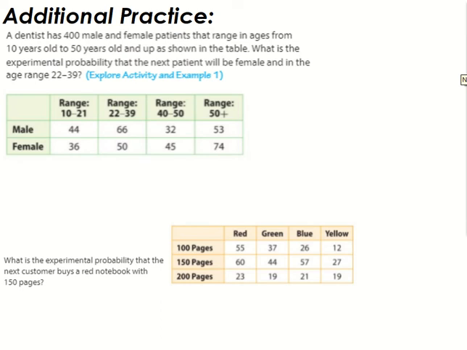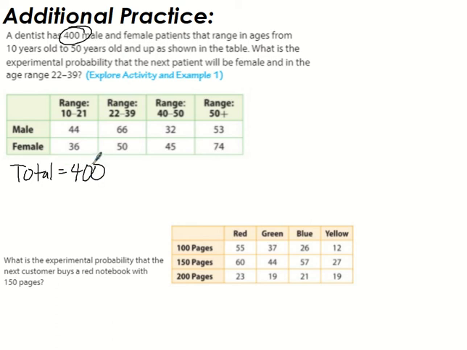A dentist has 400 male and female patients that range in ages from 10 years old to 50 years old and up, as shown in the table. What is the experimental probability the next patient will be female and age range 22 to 39? What's really nice about this one, it already told us the total. No adding on this one.